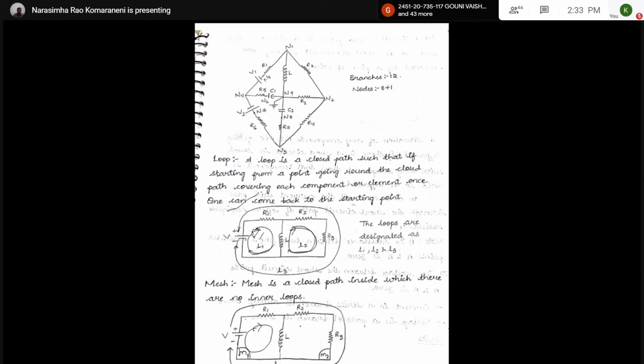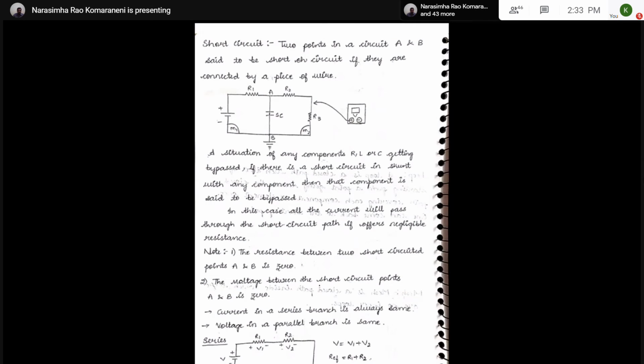Coming to here, we treat it like this. Does it have any inner loops? There are none, so this also we can treat as one mesh. It means the circuit has two meshes. Then next, coming to the short circuit.